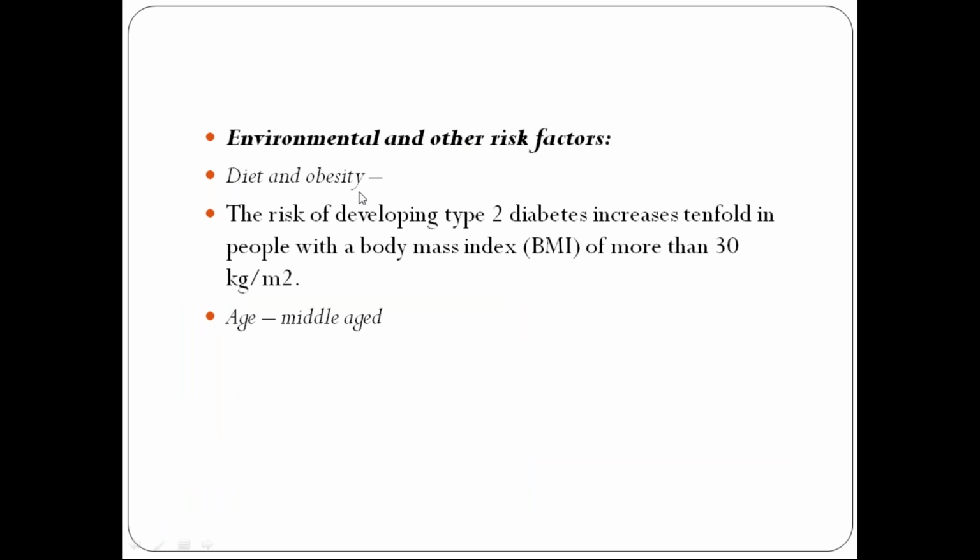First, diet and obesity. More consumption of fast foods, and consumption of foods that are rich in carbohydrates and unfractionated fats, increases the risk of getting diabetes tenfold. And in patients who are obese, that is BMI more than 30, there is a tenfold increase in the development of diabetes mellitus, and it is most commonly seen in middle-aged individuals.